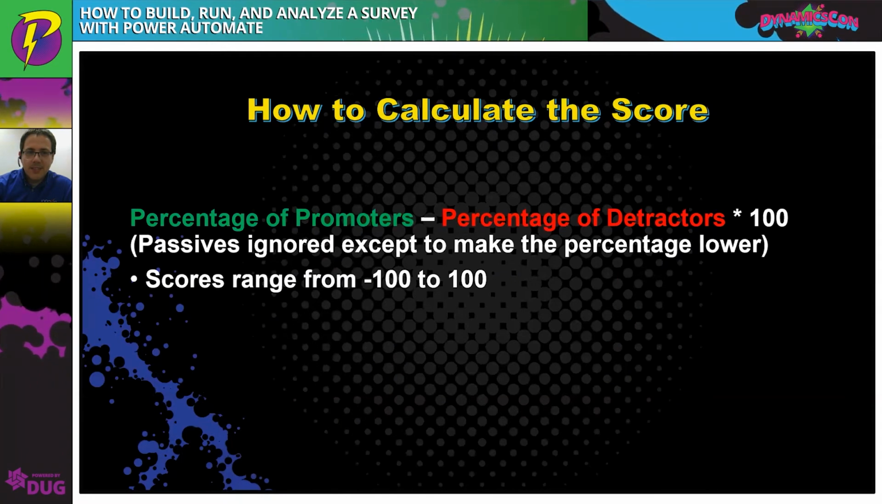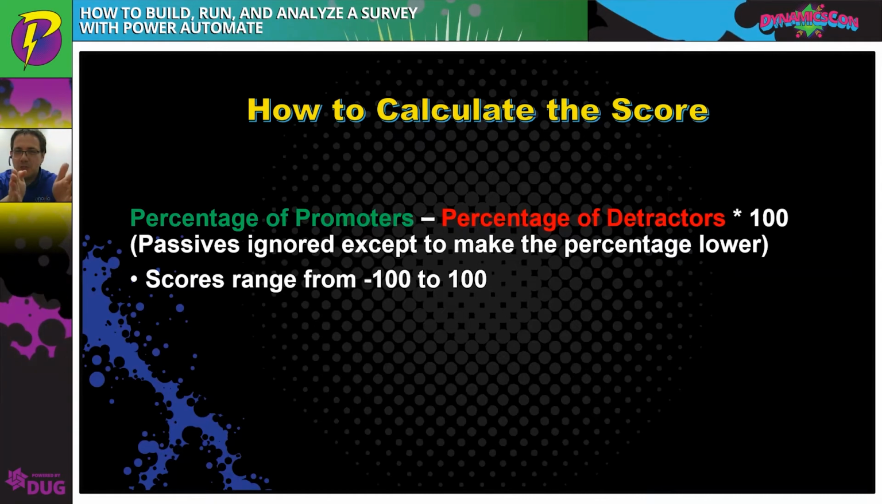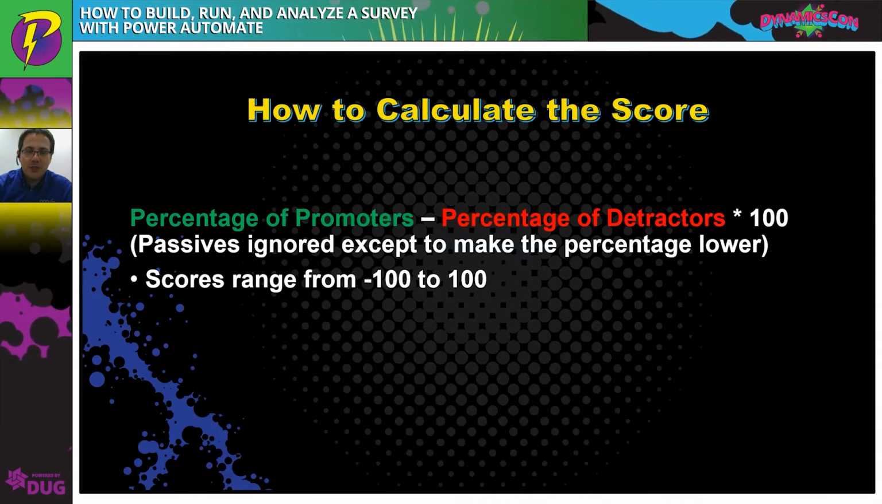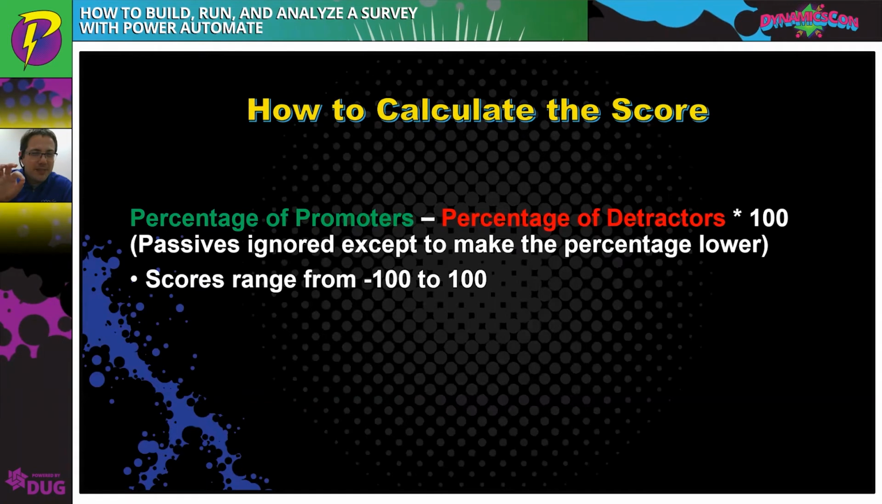And the way you calculate that is the percentage of your promoters minus the percentage of your detractors times 100. And basically that just moves it from percentage to a whole number. So your score can range from negative 100. Say if you had 100% detractors, that would be negative 100. If you had 100% promoters and no passives or detractors, that's the thing to keep in mind is passives are not taking things from it, but they're decreasing the total percentage of promoters, if you see what I mean.